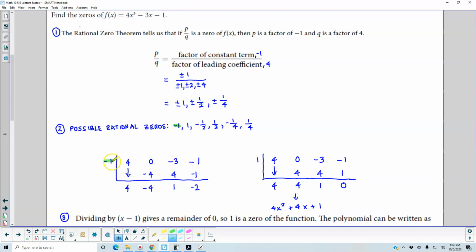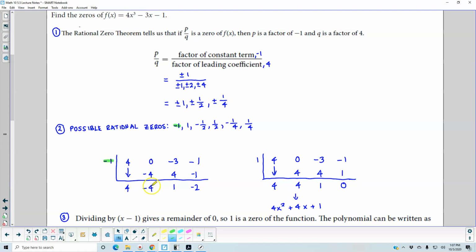So we're going to divide negative 1 into the function. Now keep in mind here that we also have a missing term. So we have a 0 for the x squared term. So we should get 4, 0, negative 3, negative 1 as our coefficients. We bring down the 4. Negative 1 times 4 is negative 4. 0 plus negative 4 is negative 4.